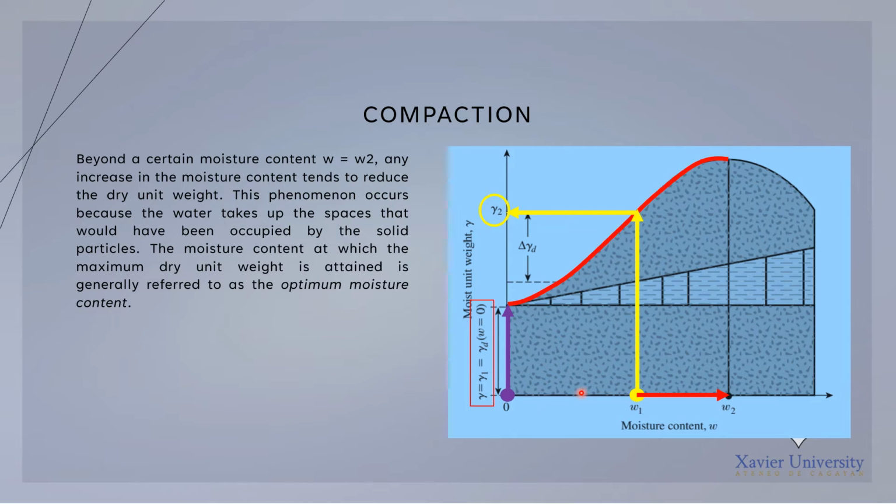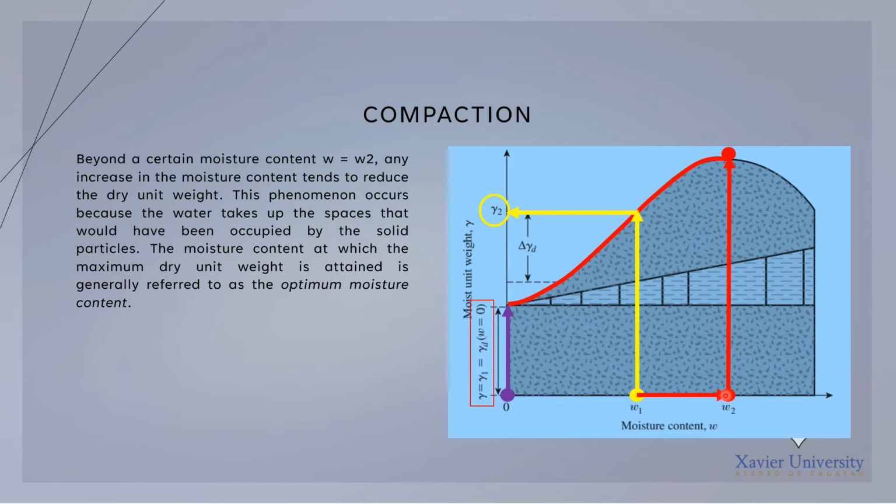For example, our moisture content continues to increase. From moisture content 1, the water being added to our soil increases and it reaches a moisture content equal to W sub 2, and that would give us the peak value for our dry unit weight. This moisture content that gives us the highest value of our dry unit weight, which we call maximum dry density, is what we call the optimum moisture content.